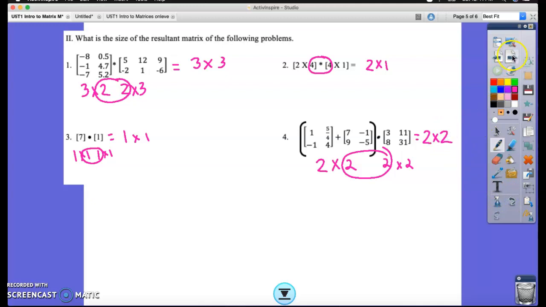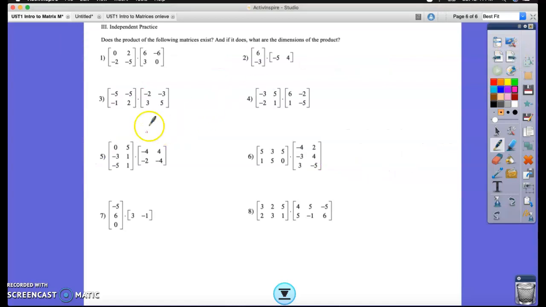All right, so what I would like you to do for this first lesson is, I have this on the printable if you want to print it out. Otherwise, you could just write it on another piece of paper. In the next video, I'll post the answers to this one, but I want you to tell me, does the product of the following matrices exist? And if it does, what are the dimensions? So you're going to write down the size of this guy, the size of this guy, and then what size does it equal? Okay? So try these 8 problems on your own to see if you understand this task.